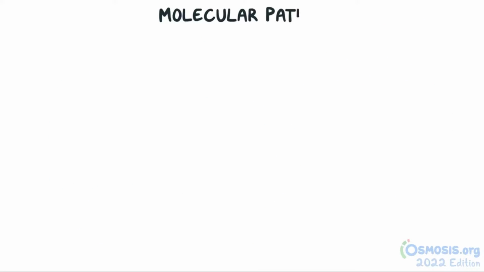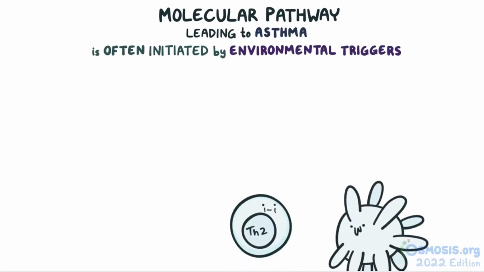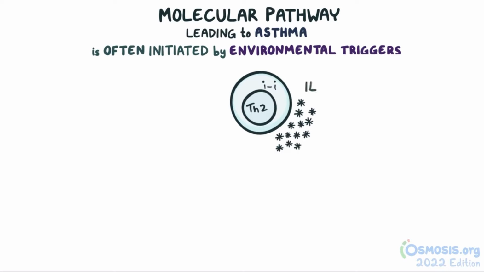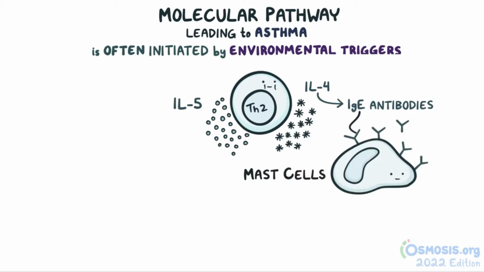Now, the molecular pathway that leads to asthma is actually pretty complex, but it's often initiated by an environmental trigger. Allergens from environmental triggers, like air pollutants or cigarette smoke, are picked up by dendritic cells, which present them to a type II helper cell, or Th2 cell, in the lamina propria. These cells then produce cytokines like IL-4 and IL-5, which cause the inflammatory response. IL-4 is especially important because it leads to the production of IgE antibodies by B cells, and these antibodies bind to Fc epsilon R1 receptors on mast cells to activate them.